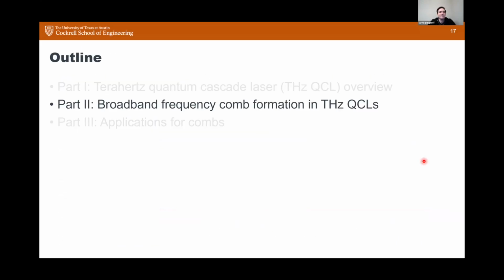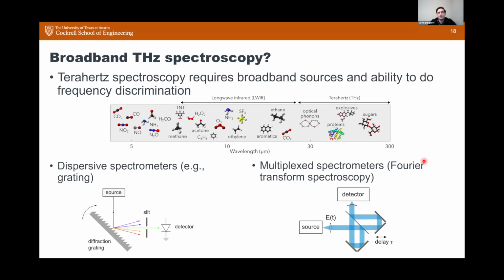So that's kind of the general view of terahertz QCLs. Next, I want to move on to this work on broadband comb formation in terahertz QCLs. So I mentioned earlier that spectroscopy is something that is very compelling for us, especially in the 1 to 6 terahertz range, where I think communication is very much a hard sell.